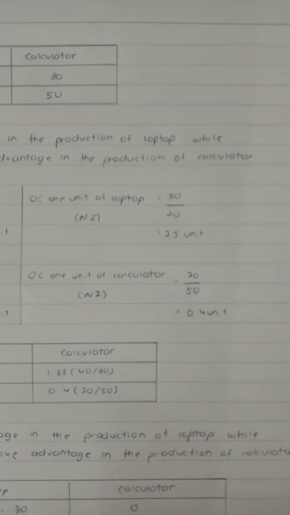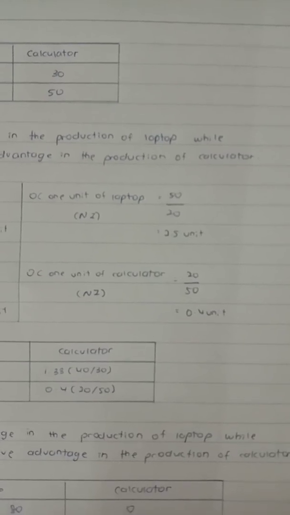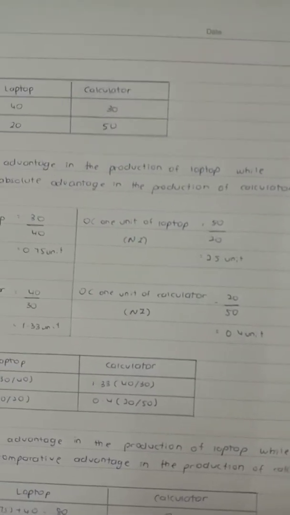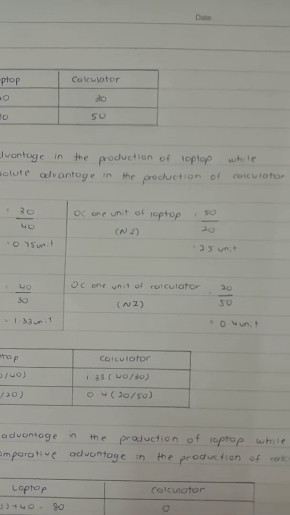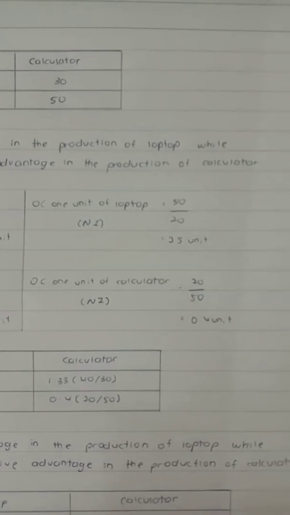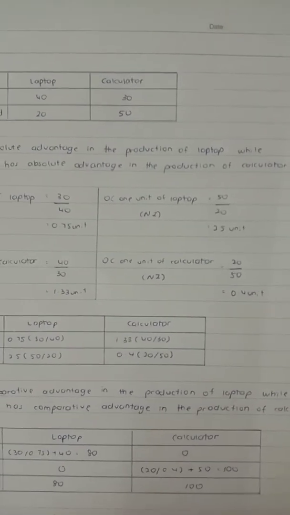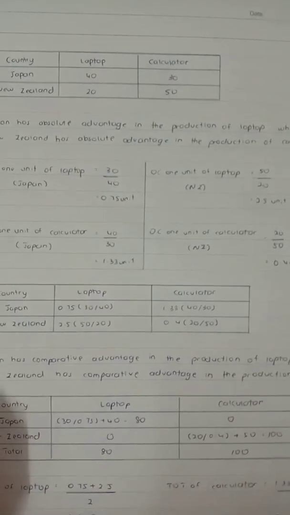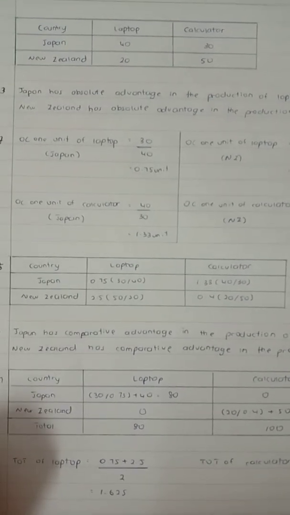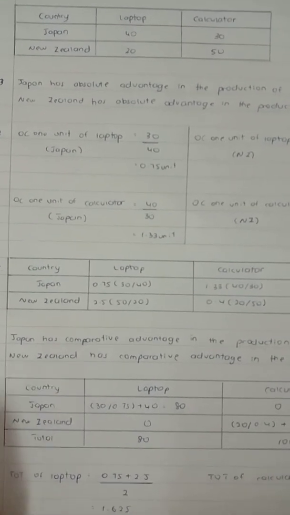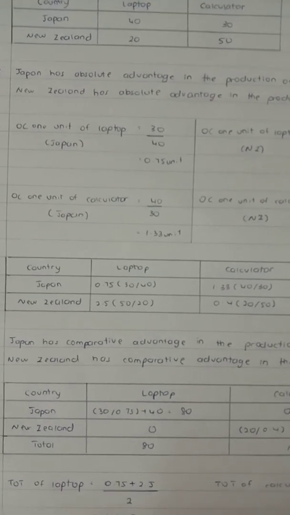And the last one is opportunity cost of 1 unit of calculator in New Zealand. We take the production of laptop divided by production of calculator, so we get 0.4 unit. So that is opportunity cost. So the fifth question is construct a table of opportunity cost. So this is how to construct a table.